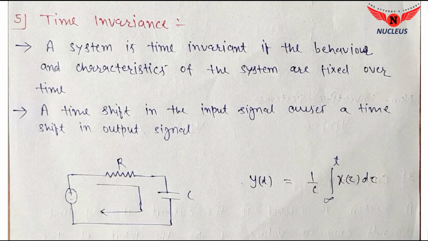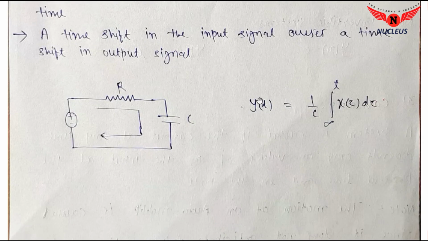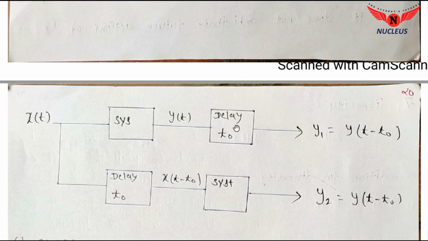Next property is the time invariance property. Okay, so a system is time invariant if its behavior and characteristics are fixed over time, or you can say a time shift in the input signal causes a time shift in the output signal. From this diagram, you can easily understand time invariance.